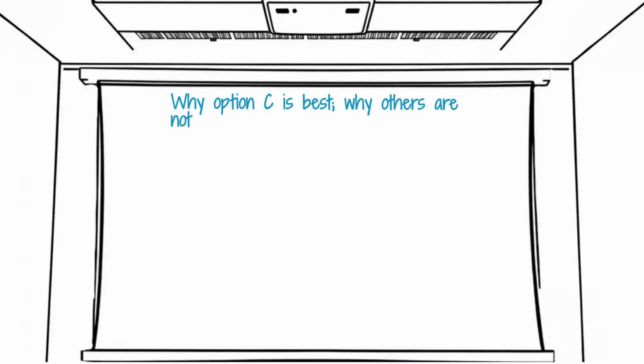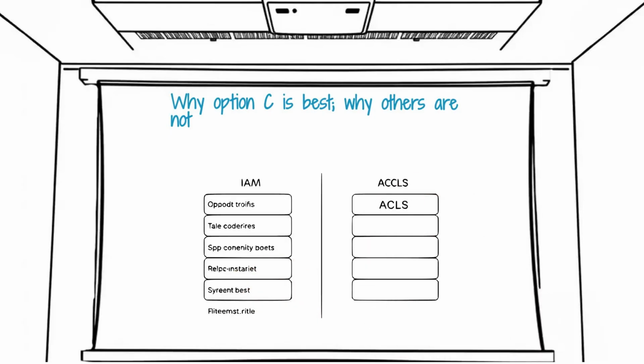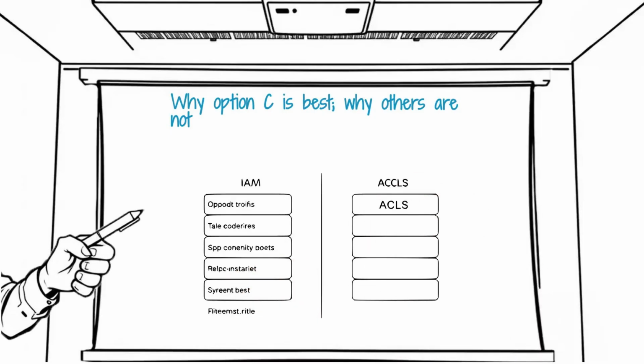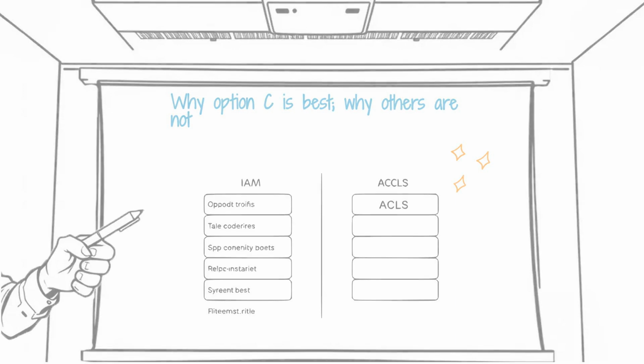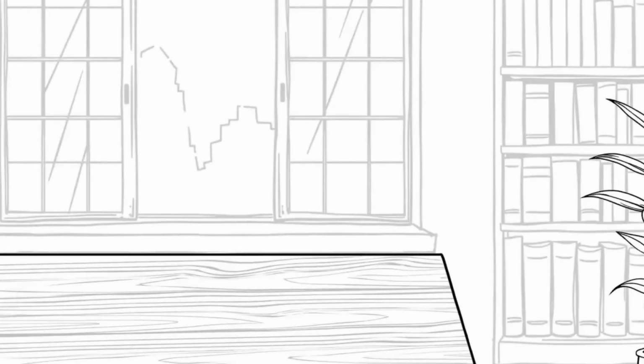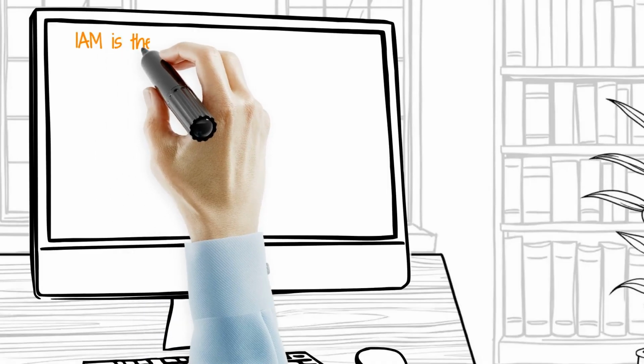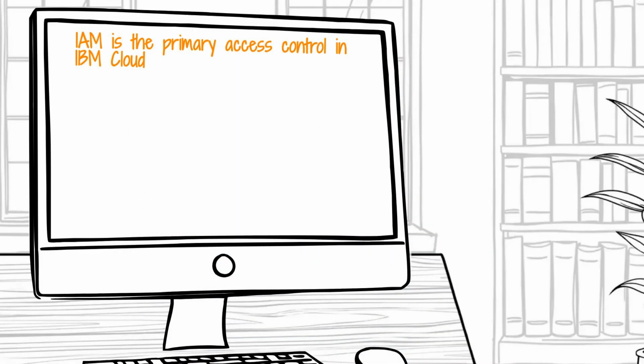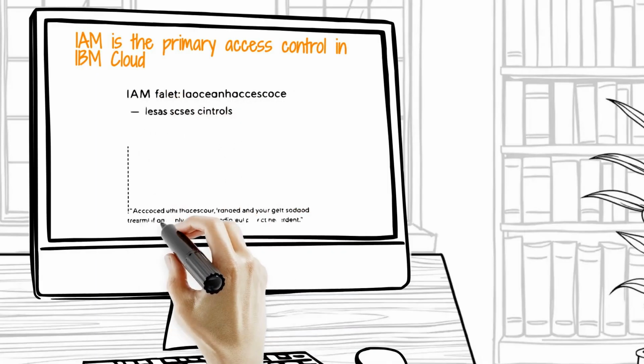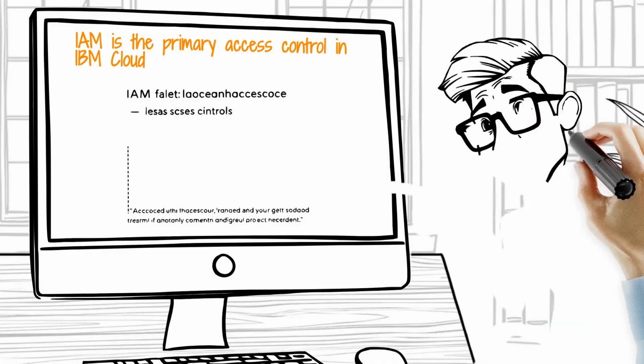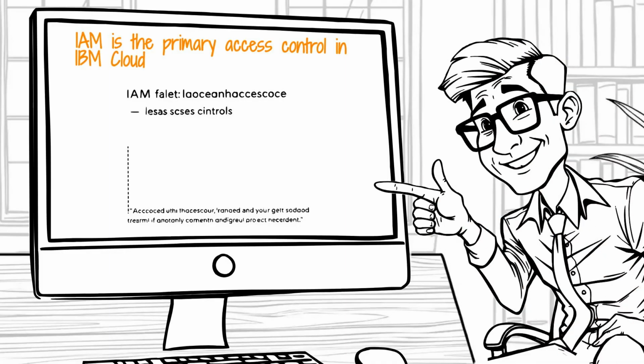A. Verify the ACLs associated with the resource allow the user's username at minimum read or view access. While ACLs, access control lists, are relevant for some specific classic infrastructure resources or older services, the primary and unified access control system in IBM Cloud for most services and resources is IAM. Checking IAM policies is the more universal and direct approach for modern IBM Cloud resources.